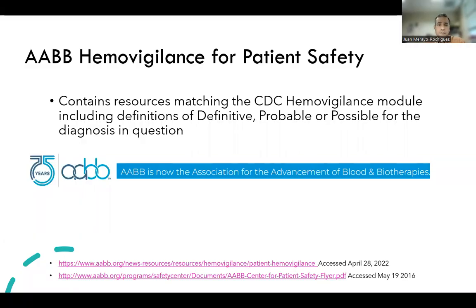AABB hemovigilance for patient safety contains resources matching the CDC hemovigilance module, including definitions of definitive, probable, or possible for the diagnosis in question. A recent update on the AABB letters: it's now called the Association for the Advancement of Blood and Biotherapies, and it's been 75 years since its foundation. Several names have changed. It used to be the American Association of Blood Banks. Now it's called the Association for the Advancement of Blood and Biotherapies.